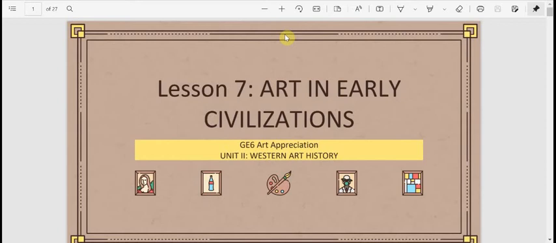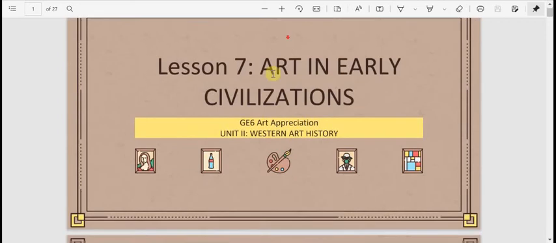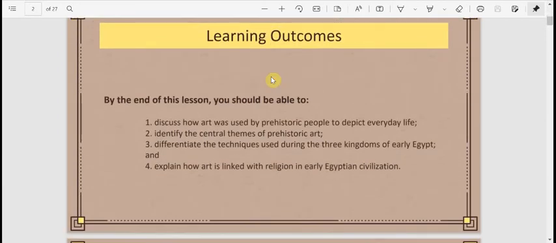But as I have said, we will be focusing on the first topic under Western art history, art in early civilization. And here is our learning objective for this lesson. By the end of this lesson, you should be able to first discuss how art was used by prehistoric people to depict everyday life. Second, identify the central themes of prehistoric art, and third, differentiate the techniques used during the three kingdoms of early Egypt, and lastly, explain how art is linked with religion in early Egyptian civilization.